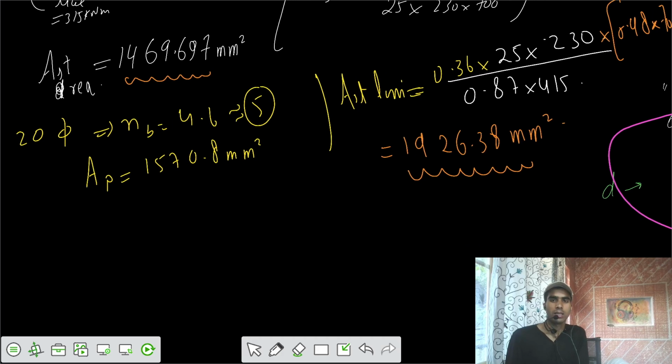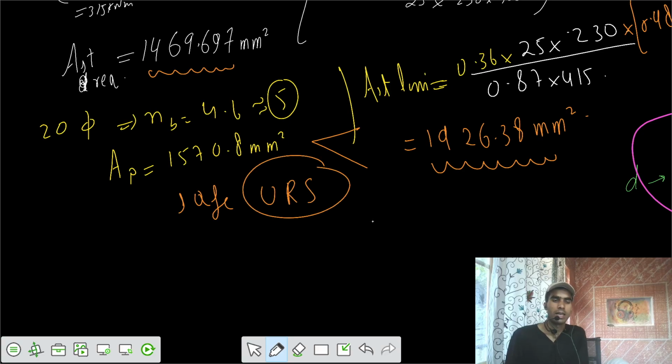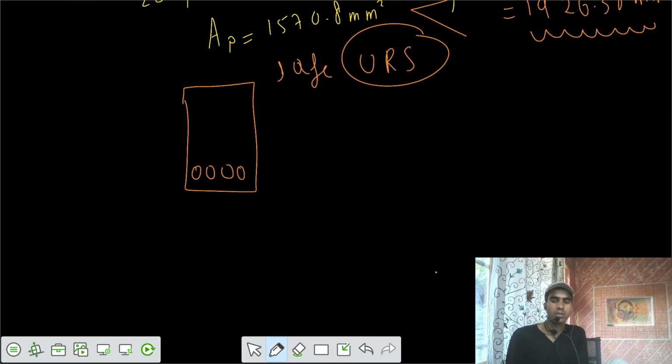Okay, now once I got the area provided, it is lesser than the area limiting, so that is safe. Or I can say this is an under-reinforced section. Then finally this is your section of 5 bars. 1, 2, 3, 4. Now there is one more condition here. There is one more concern here.